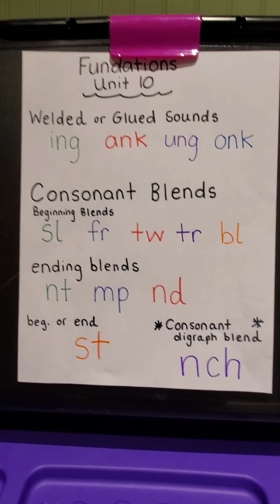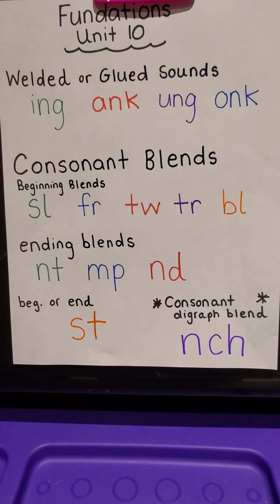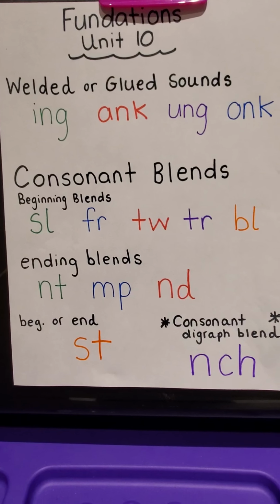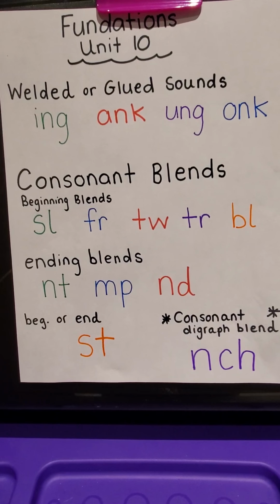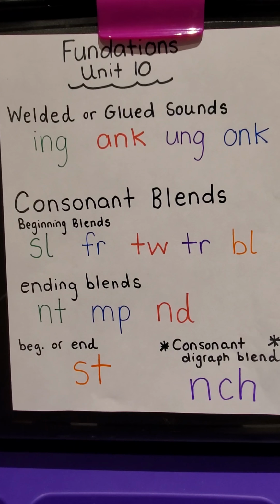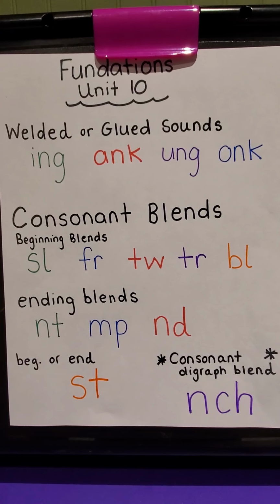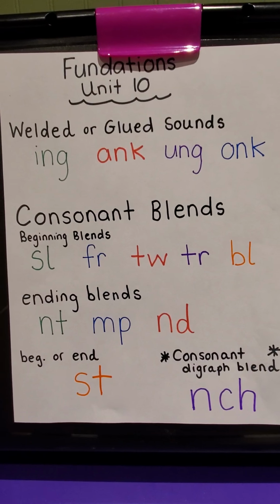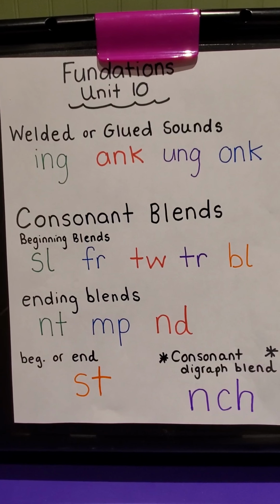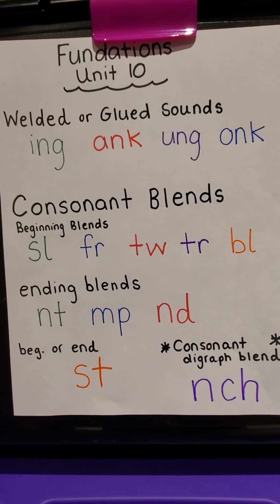The first few things are some review. So we have our welded sounds or our glued sounds. That's when the vowel goes with the two consonants, but it's all together. It makes one sound. So we have ing, like ring, ank, like bank, ung, like lung, and then the last one you see there, onk, that's kind of a new one. We didn't talk about it too much in school. That one is onk, and the sound is onk. And the picture we would use is a horn, like honk.